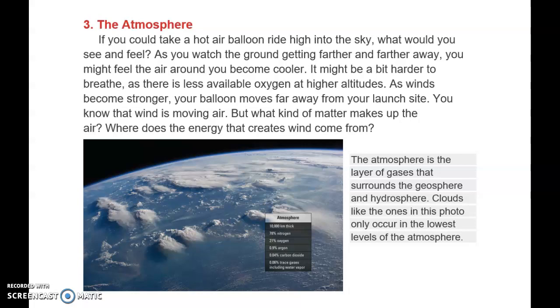You know that wind is moving air, but what kind of matter makes up the air? Where does the energy that creates the wind come from?